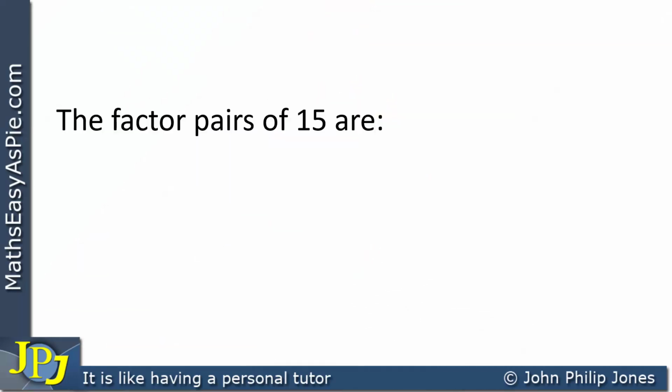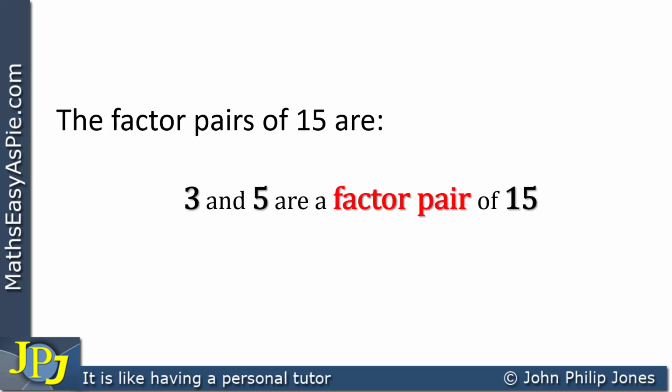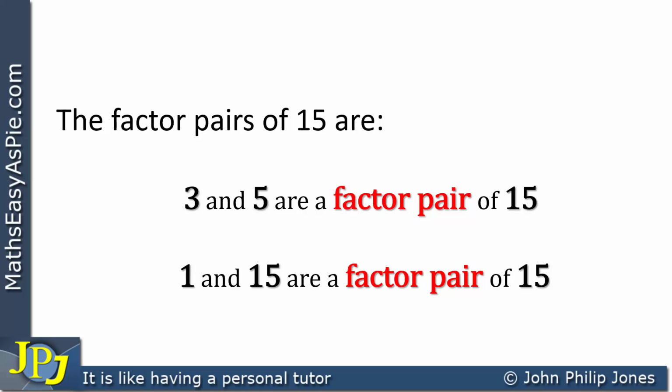Therefore, the answer to the exercise: the factor pairs of 15 are 3 and 5, which are a factor pair of 15, and 1 and 15, which are a factor pair of 15. So the answer is 3 and 5 and 1 and 15.